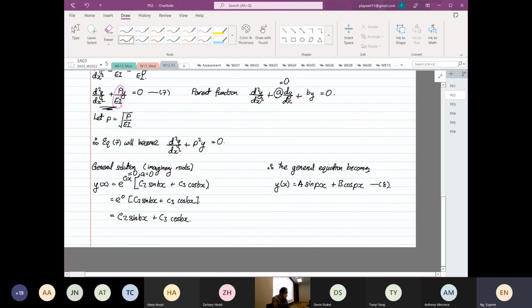Okay, so what we are going to do next is we are going to impose a boundary condition, right? We're going to impose boundary condition such that equation 8 will be a unique solution.